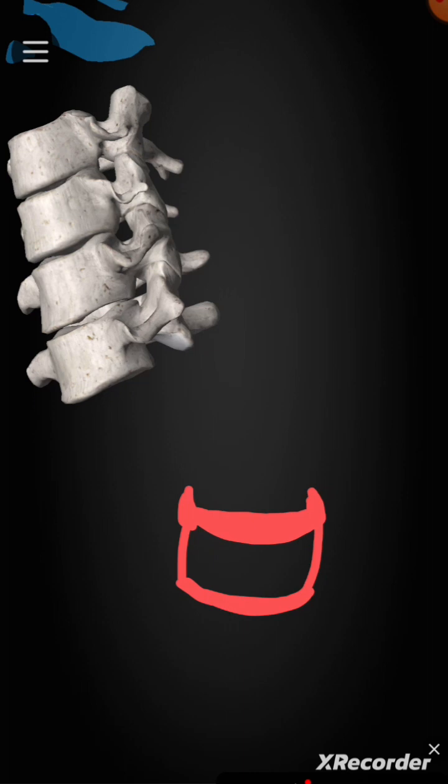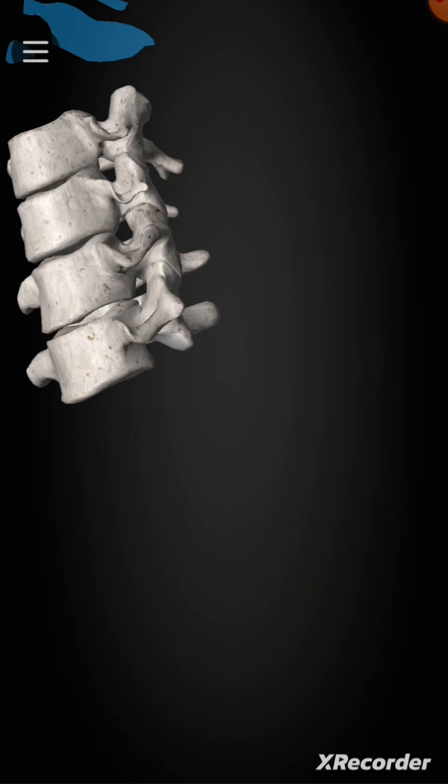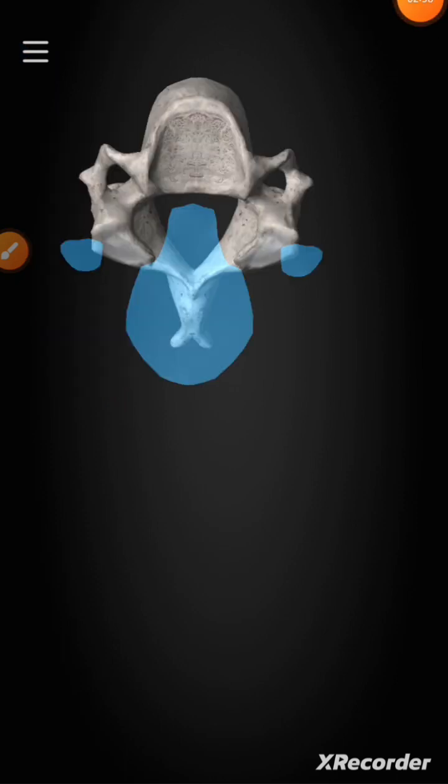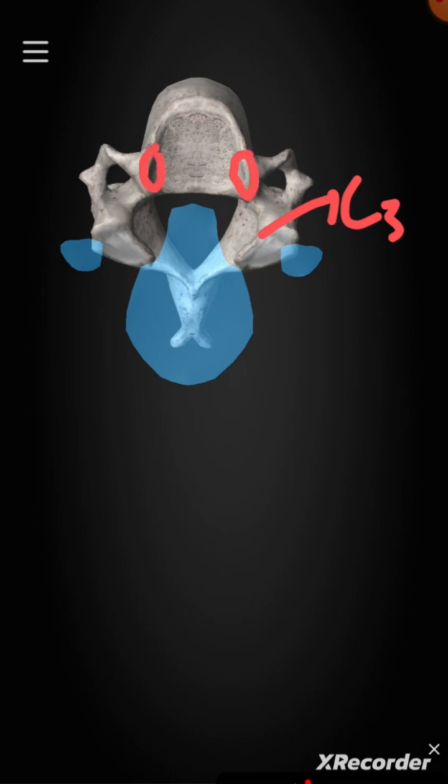The pedicle arises from the posterior lateral side of the body, midway between upper and lower margin. Now I'll show the pedicle, just a minute. Now this is the C3 vertebra. On this we would study all the different structures. This is the C3 vertebra. This is the uncal process which I told you.